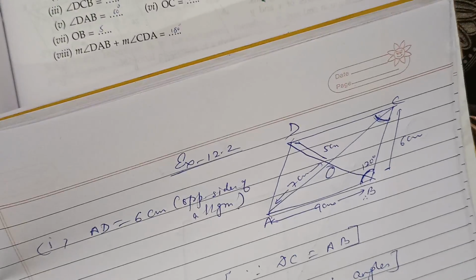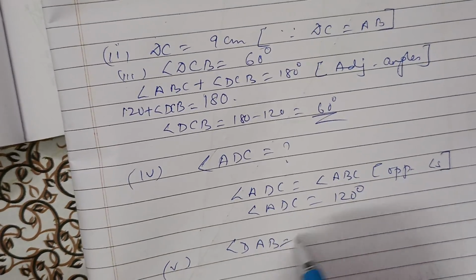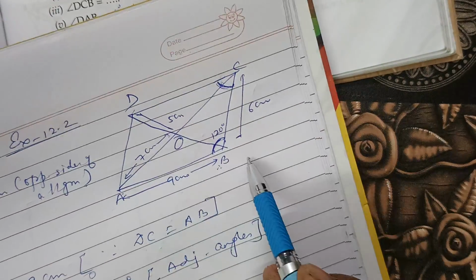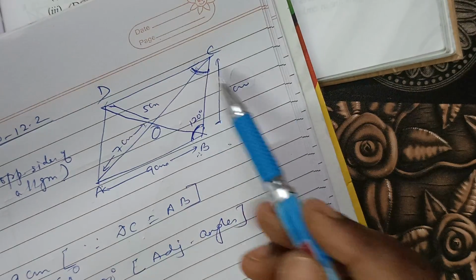Then number 5, angle DAB. Angle DAB, this one, is equal to, what will be this angle? Now you see opposite angles are equal.